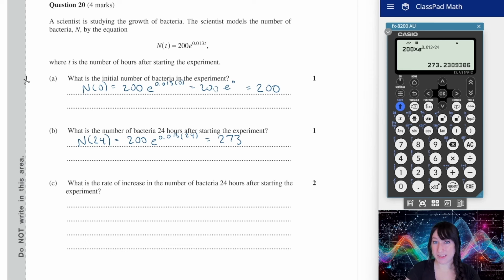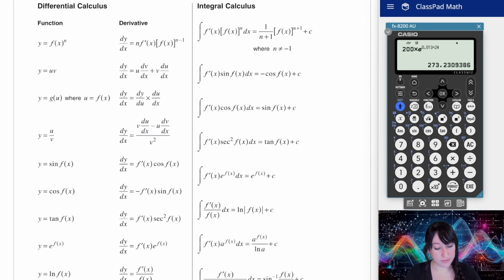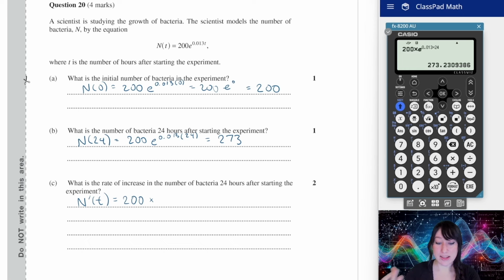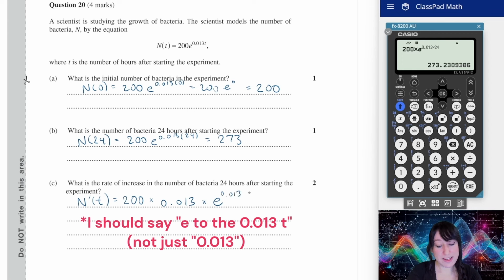Anytime we're asked for a rate, we are looking at the derivative. So, the derivative of n of t is 200 times. Now, when differentiating an exponential, you can look at the reference sheet if you need a little reminder. This here tells us that the derivative of e to the f of x is e to the f of x times the derivative of f of x, bit of a chain rule. So the derivative of that function in the exponential, 0.013t, is just 0.013. And then the derivative of e to the 0.013t itself is e to the 0.013t.